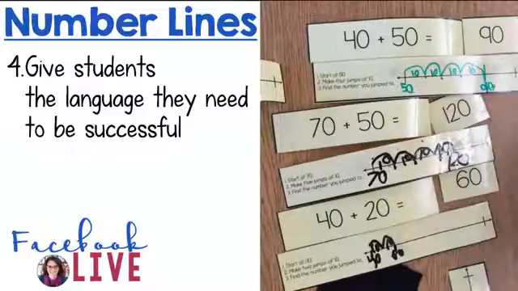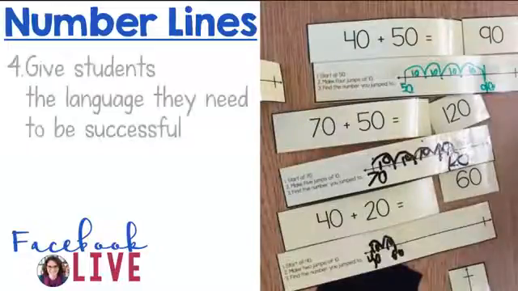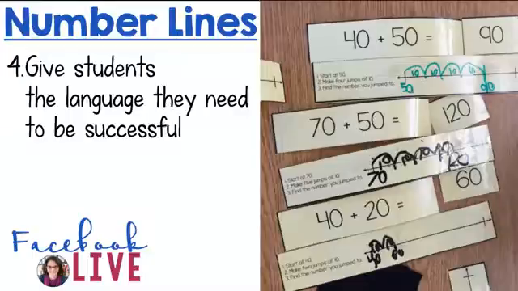They didn't know the right, let me see if there's one more. No, they didn't have the right words to figure out what it is that they wanted to say. So these are a set of math centers that I developed, math stations, math centers, and what I did was give students the language and the directions to make the jumps on the number line.